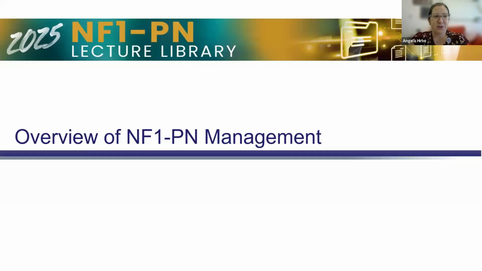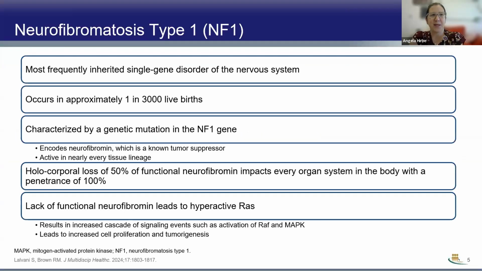So let's dive right into an overview of NF1. Neurofibromatosis type 1 is the most common tumor predisposition syndrome. It occurs in about 1 in 3,000 live births, and it's characterized by a genetic mutation in the NF1 gene. The NF1 gene encodes for neurofibromin, which is a known tumor suppressor and active in almost every tissue in the body. And a lack of functional neurofibromin leads to hyperactive RAS signaling, which is what leads to the tumor formation.